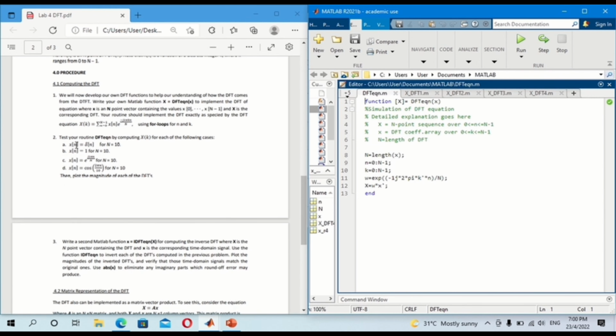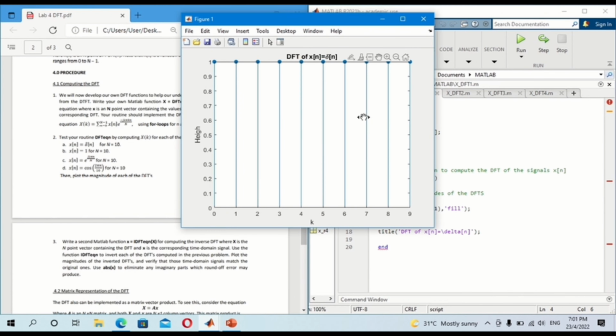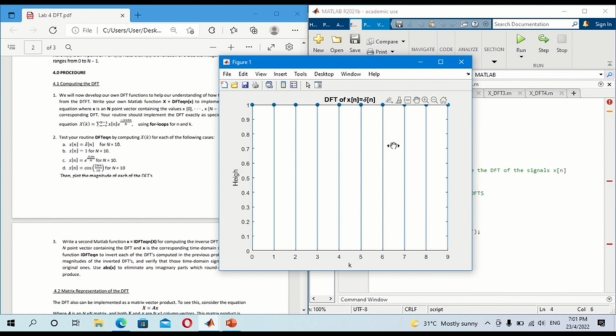For task number 2, we need to test our routine, the DFT_EQN function, for each case. In case A, s[n] equals delta[n] for N equal to 10. In MATLAB, we can define the n value and s[n] and call the function that we have already developed, which is X_dft1 equals dft_eqn(x). We can also plot the graph using this code. After we plot it, we get this graph, the unit step graph.